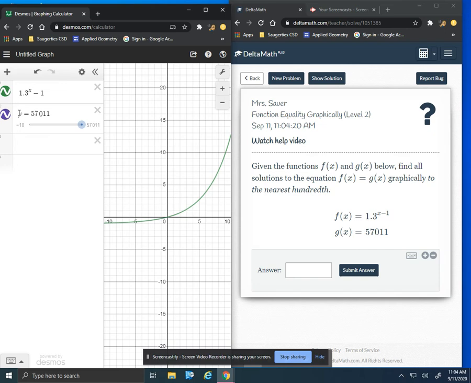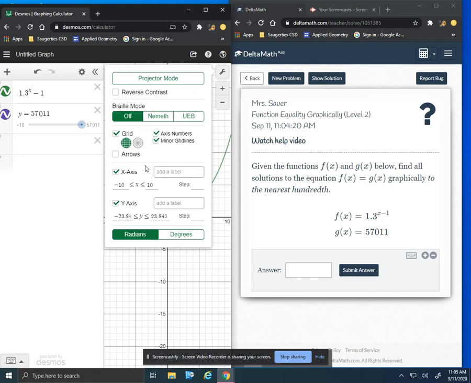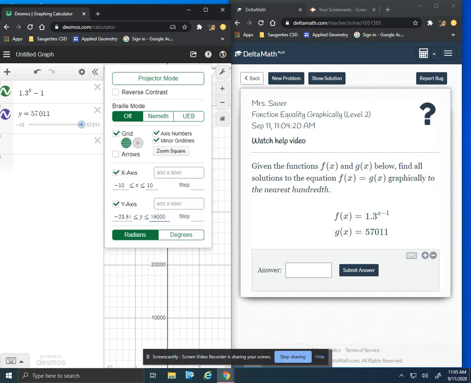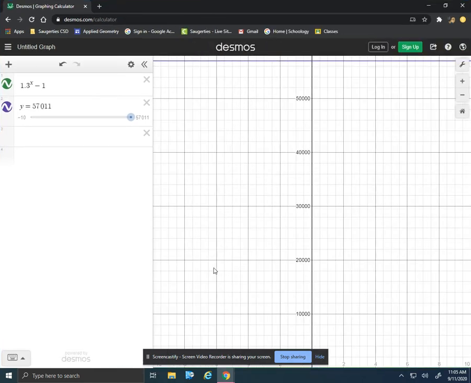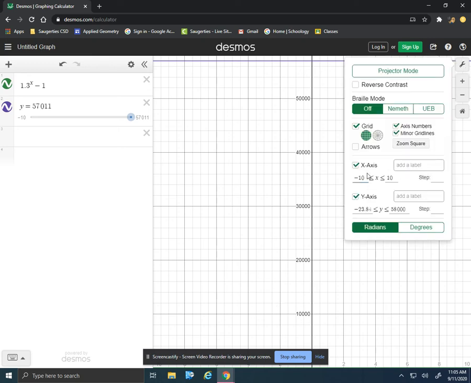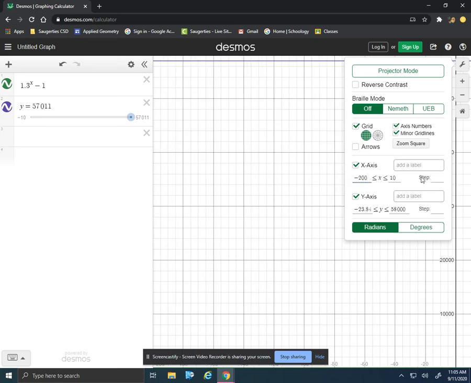Now, the problem here is my y values need to go all the way up to 57,000 or 58,000 really to see this value. So I need to click on this gear here, and I'm going to make my y values, which are currently negative 23 to about 23, I'm going to make that go up to 58,000. Okay, so then we'll look at our graph. So I see this purple line, but I don't see the green line at all. So I'm actually going to maximize this. Basically, my exponential function, which I could see, has not gotten up this far, so I need to make my x values bigger. So I'm going to go, I don't know, maybe negative 200 to 200.